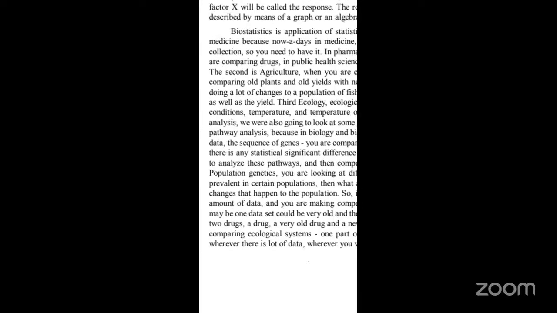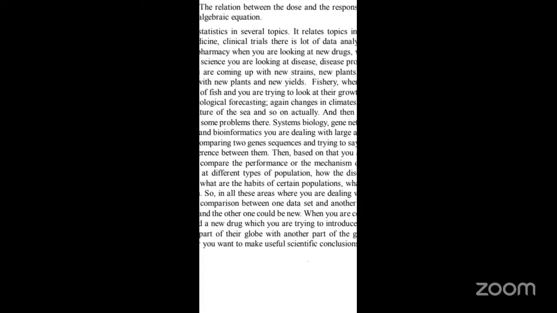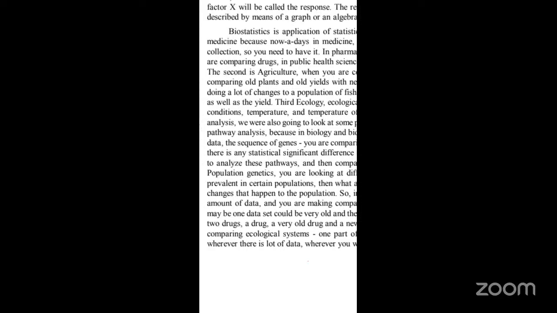Nowadays we have seen that in agriculture and plantation, different cultivation methods have come across. Here, fishery: when you are making a lot of changes to a population of fish and you are trying to look at their growth pattern as well as their yield. Third, ecological forecasting, again with changes in climate conditions, temperature of the sea, and so on. And then sequence analysis; we are also going to look at some problems there.